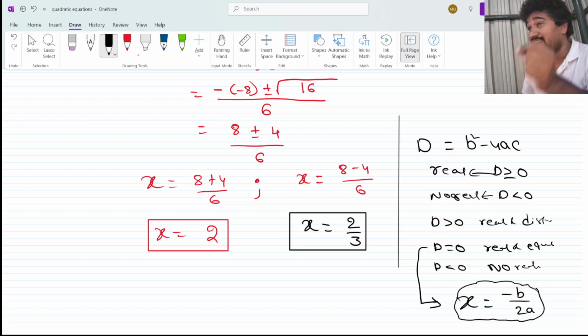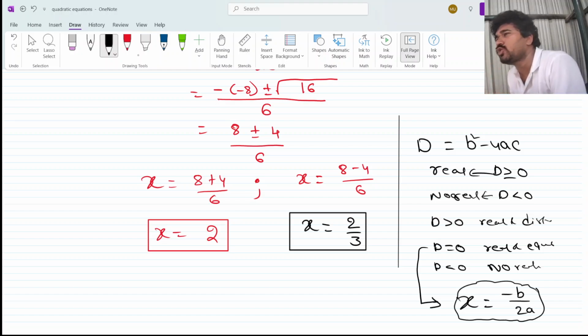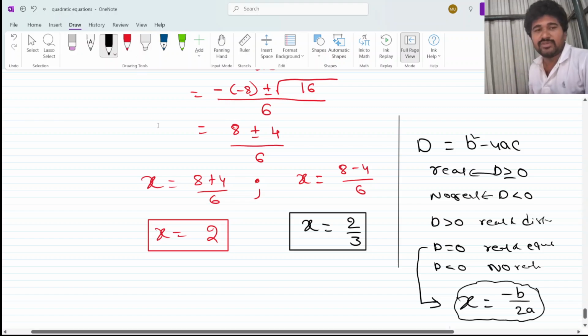When roots are real and equal, what is that equal root? Minus b by 2a. What is that root? Minus b by 2a. Is that clear for everybody? Any confusion over here? So nature of roots, solving quadratic equation, done. Yes or no? No problem, sure, good.